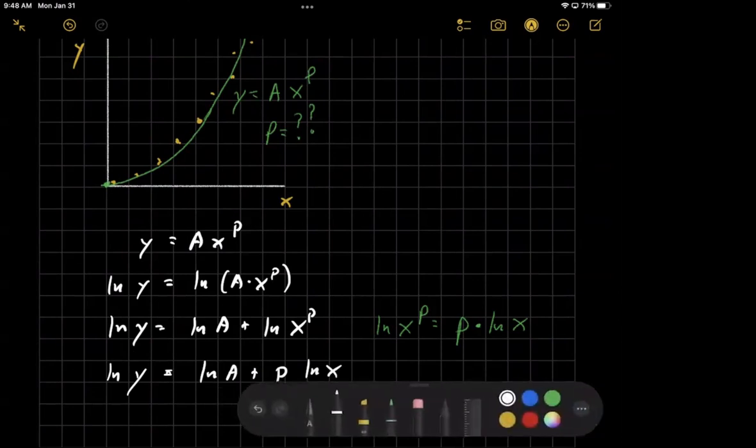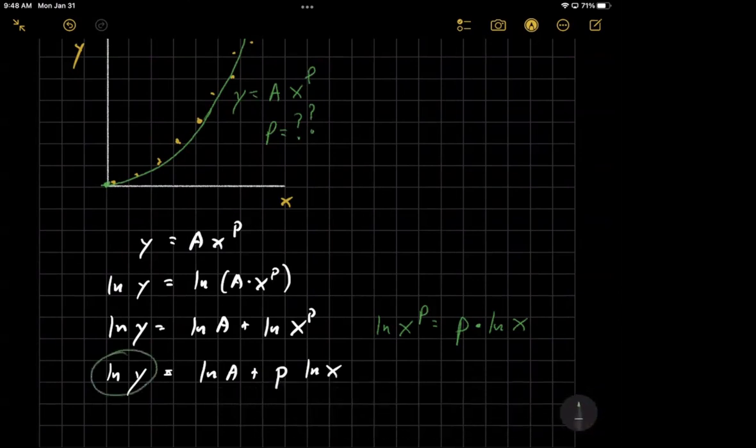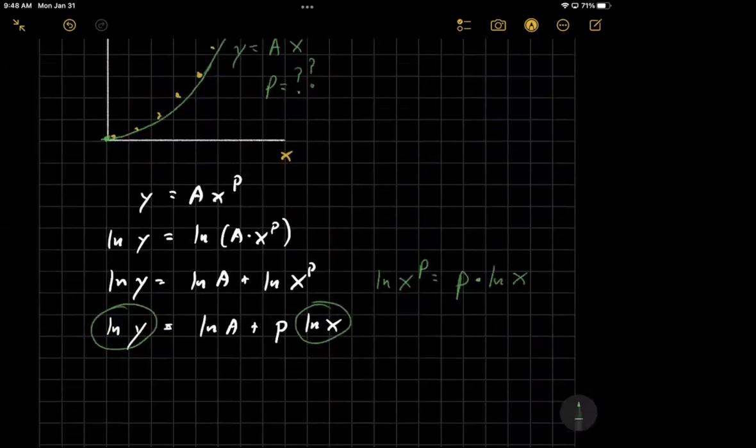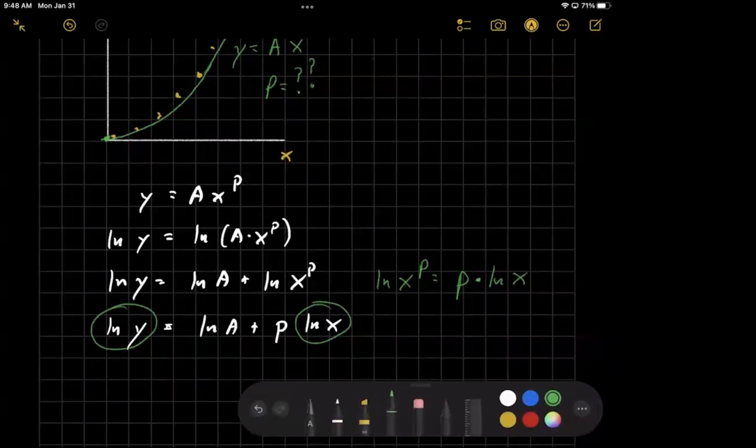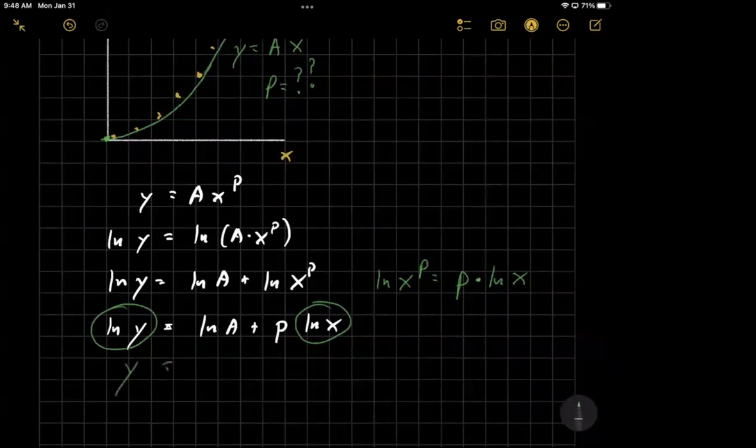Well, why is this useful? Well, if we were to plot the natural log of the y values versus the natural log of the x values, we've just linearized our data again. So let's see why. If we compare this to y equals, ln of a is a number, because a is a number, so the log of a is a number, so that would just be our y-intercept again.